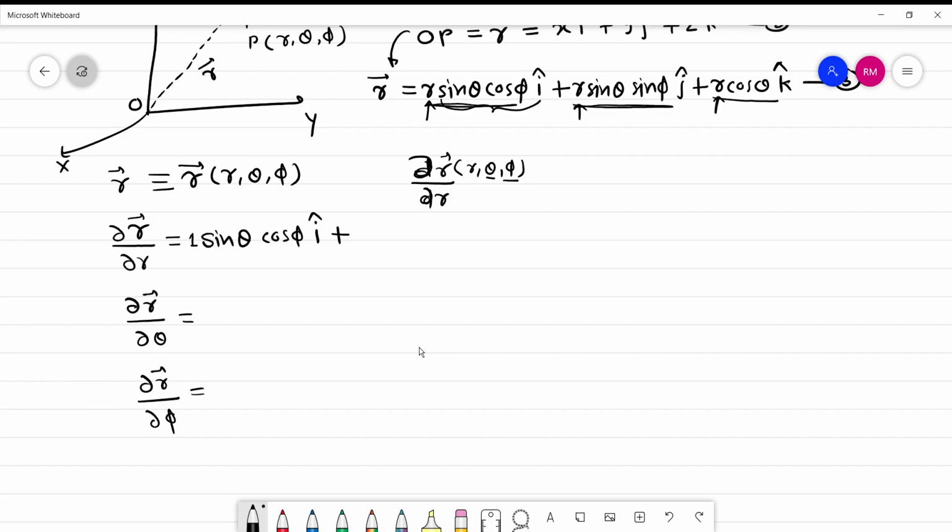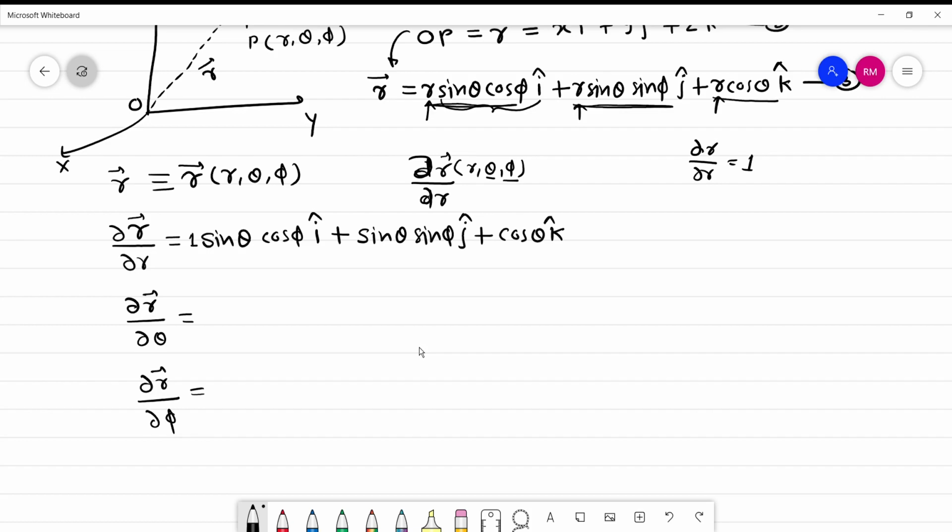Similarly, I will take the derivative of the second term. Here again r is there, so that derivative will be 1, and then there will be sine theta sine phi j cap. Then I will take the derivative of the third term, which will be cos theta k cap. You can see there is an r. I took the derivative of r with respect to r, which is 1, right? Delta r by r, which is 1, right? This is not r bar, okay?